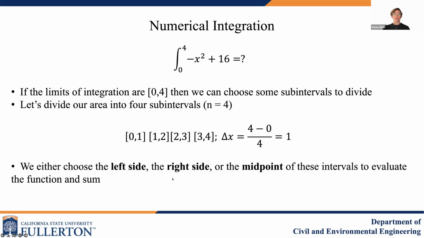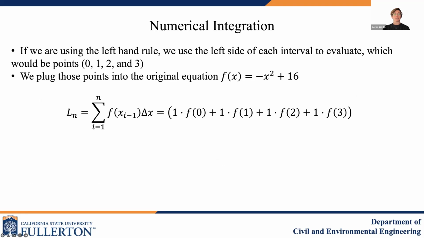Let's either choose the left side, the right side, or the midpoint of these rectangles to evaluate the function in the sum. So we'll do those first. If we're using the left-hand rule, we're using the left corner of each rectangle to evaluate, which would give us the x points 0, 1, 2, and 3 in our interval set. We plug those points into the original equation f of x and solve f of x at those x values. So that is what's being described by this sum here, sum of i equals 1 to n. If we plug in i equals 1, we get x naught, or the first position of x in our interval, which is x equal to 0.